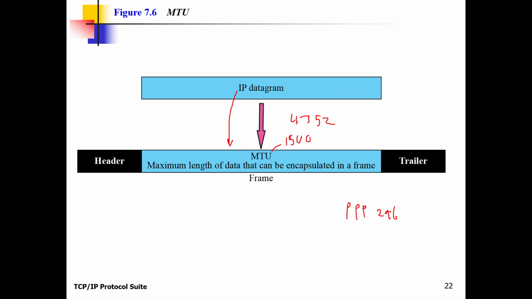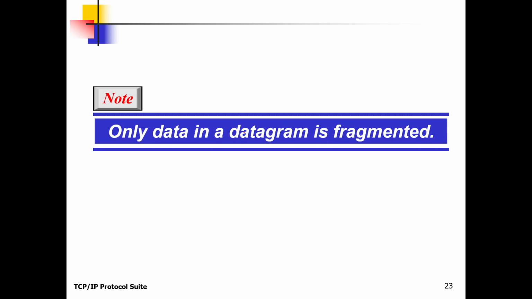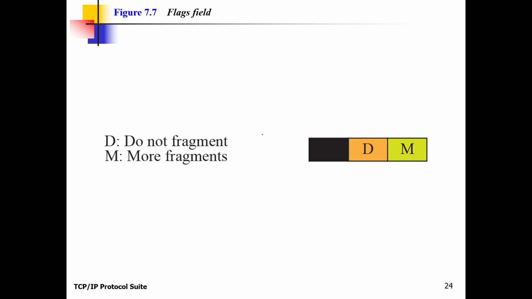So how is the fragmentation done now? We know what we need to do. Only the data in the datagram is fragmented. So in here, D is do not fragment and M is more fragments.